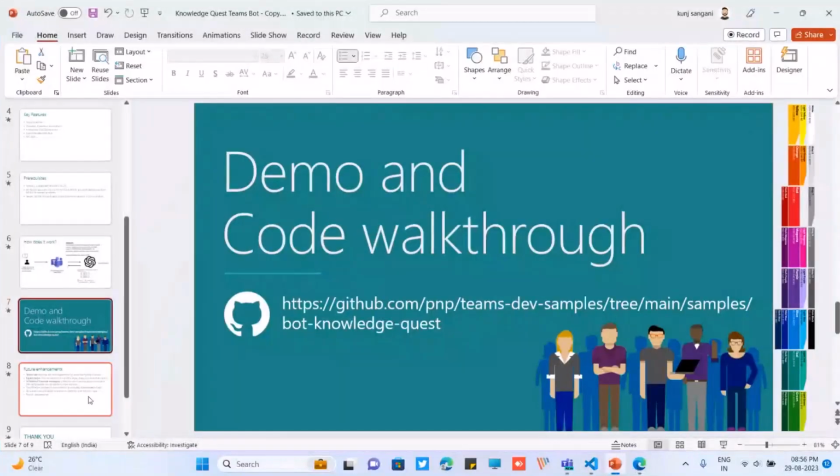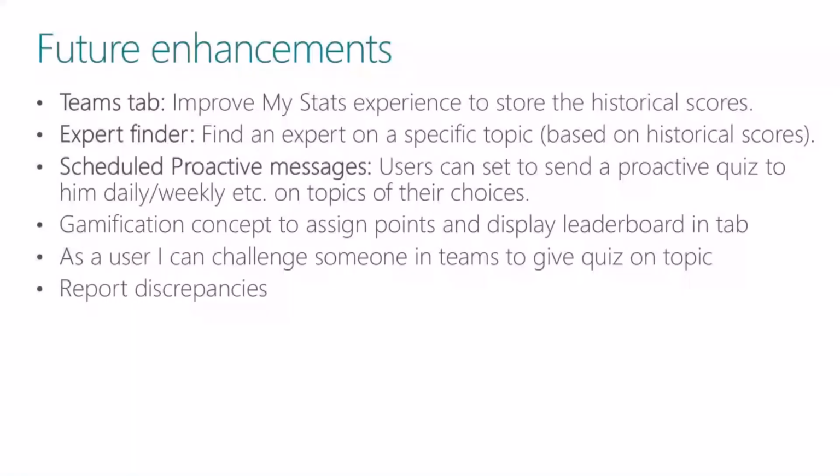Thank you, Kunj. As this was part of an AI hack which we did, we also had a few enhancements which we thought would be a nice addition to the solution we have built. Right now it is just a bot, but we can add it as a Teams tab, wherein the my stats experience which we get as part of the adaptive card can become a full-fledged tab within Teams where the user would be able to see all the quizzes they have taken, all the historical scores, and the correct or incorrect answers they have given, which will help them improve their knowledge.